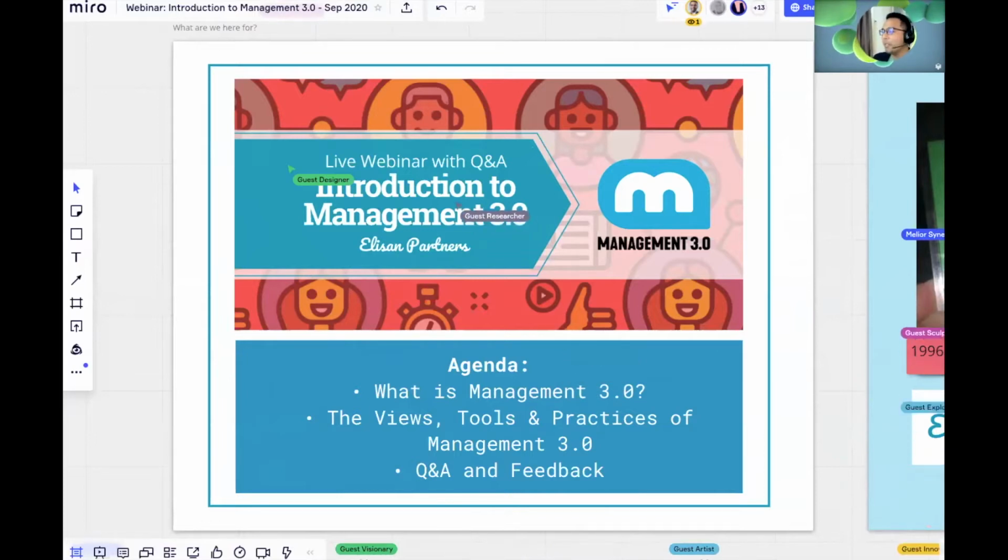So what are we here for? Again, this is the introduction to Management 3.0. We're going to have a good understanding of what exactly Management 3.0 is in terms of its principles. What is the foundation of Management 3.0? And further on, we're going to explore some of the tools that have been created using the principles of Management 3.0, and some of the other tools that have been curated by Management 3.0 to be used by leaders and managers in their everyday work life. At the end of this session, there will be an opportunity for a Q&A, as well as feedback on the session. So let's get going again.